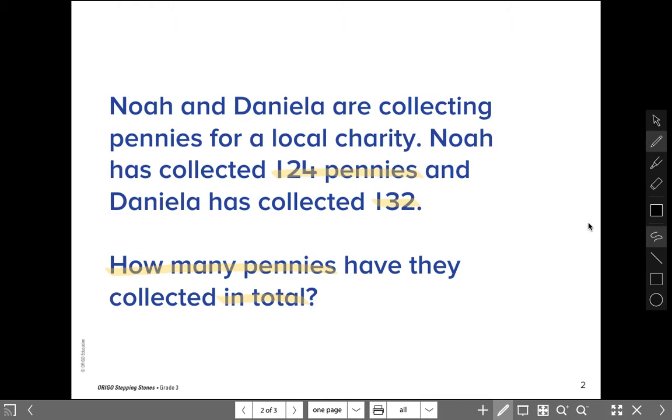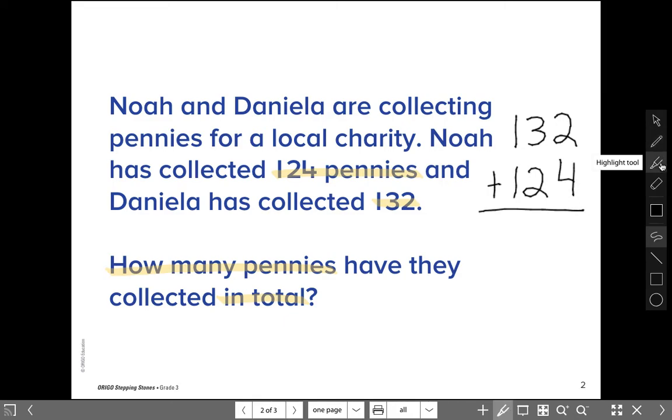Okay, and we're going to do it the tall way. So how would I write it? What am I writing? 124 plus 132. Okay. Good practice to put the big number on the top. 132 plus 100, 2T4. Okay.